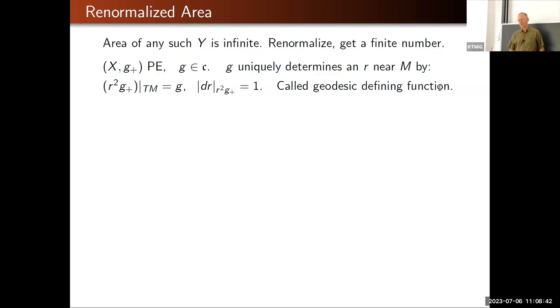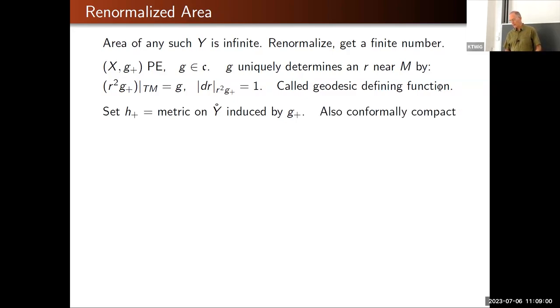It's called the geodesic defining function because the flow lines of the gradient of r with respect to the compactified metric are geodesics for the compactified metric. So now let h plus be the induced metric on the minimal submanifold. That metric is also conformally compact. It's easy to see as a metric just on the space Y.